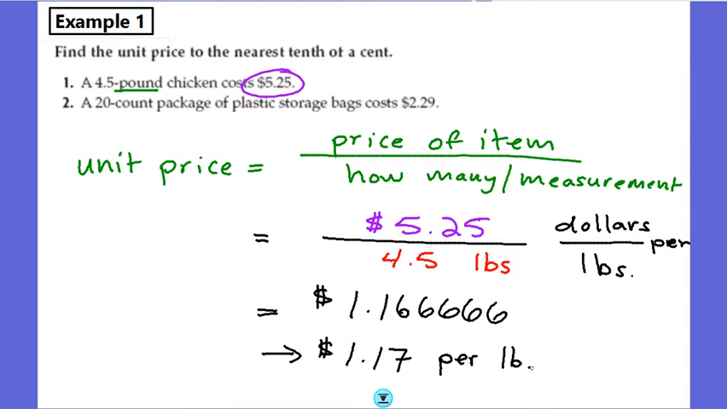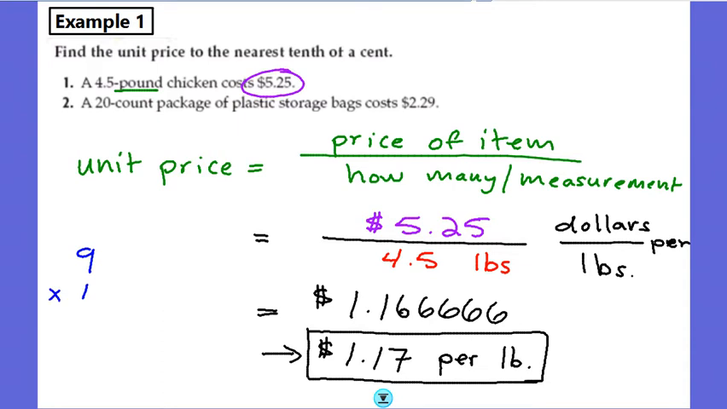Now this is useful because if I want to scale this up, let's say I need more than 4.5 pounds, let's say I need 9 pounds. If I need 9 pounds of this, I know how much it costs per pound, so all I would have to do is take 9 multiplied by the price per pound, which is $1.17.